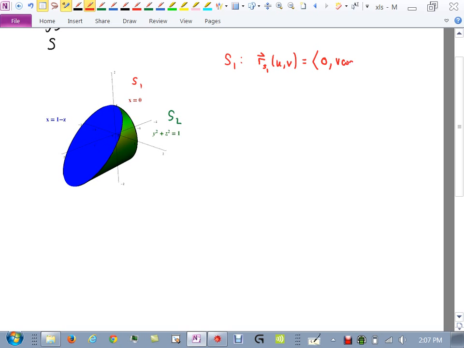Then y and z are v cosine u, v sine u. Now, could you tell from the picture what the radius was? You can tell from this equation what the radius is, right? So the radius is 1. So v goes between 0 and 1, and u goes between 0 and 2 pi.